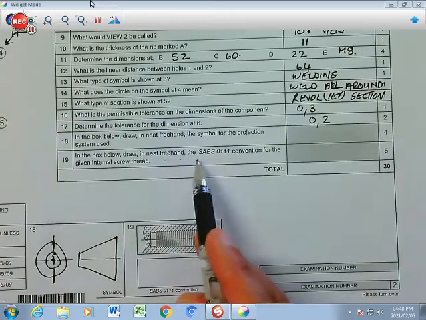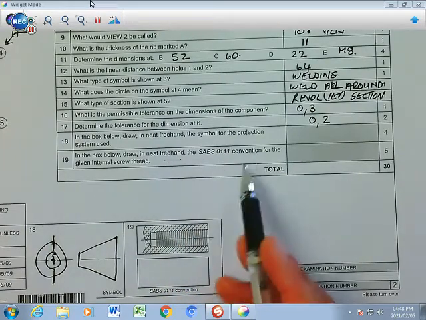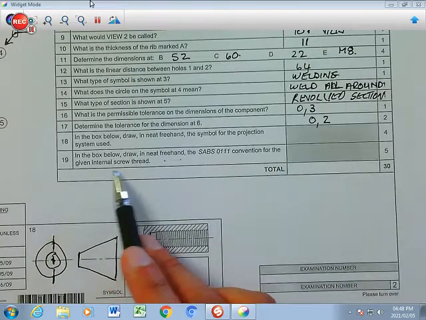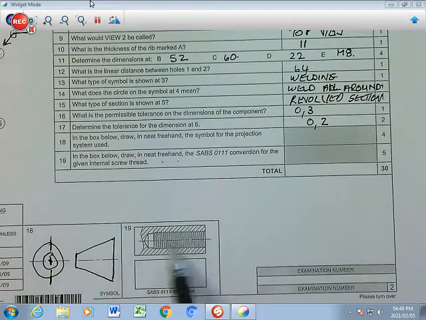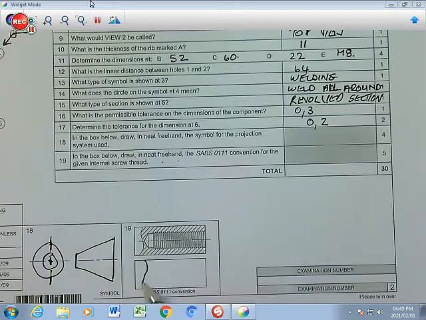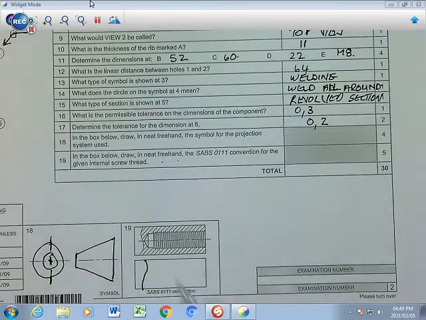Alright, and then the last one, number 19, in the box below, draw freehand again. Both are freehand. The SABS 0111 convention for the given internal screw thread. Remember, all that changes here is that we don't draw screw thread like that. That's basically a picture, but we draw it as double lines on the side. So you're going to start with this S there, that is sort of break there. This refers here to an internal screw thread, so which basically means that this hatching here, should you be asked what it is basically, or the type of sectioning would probably be part section because of the wavy line.